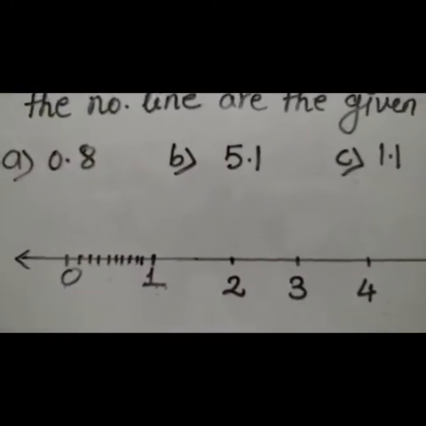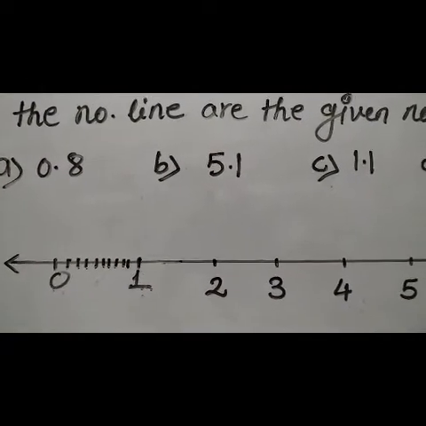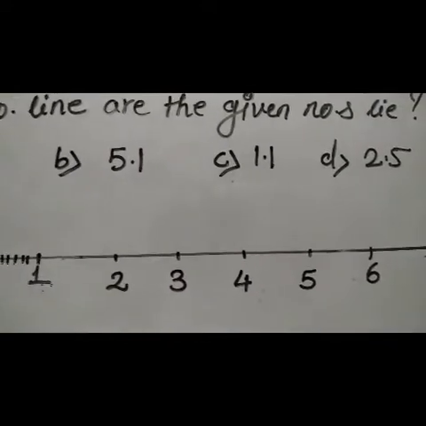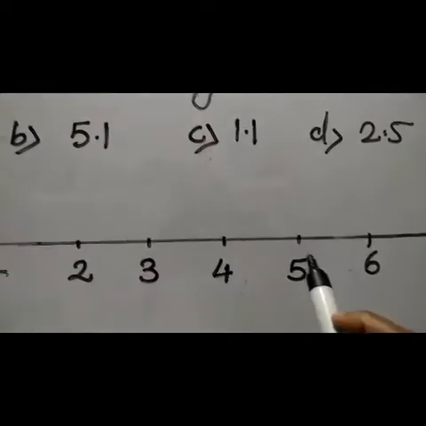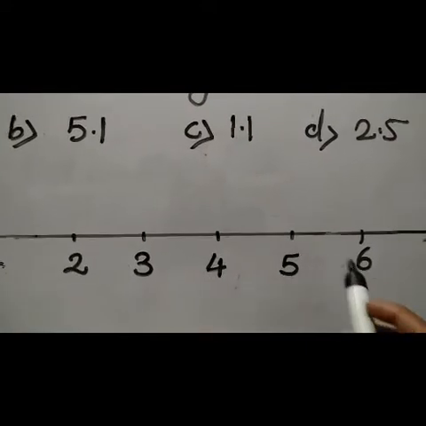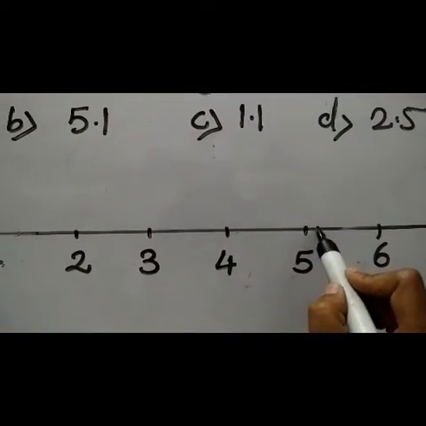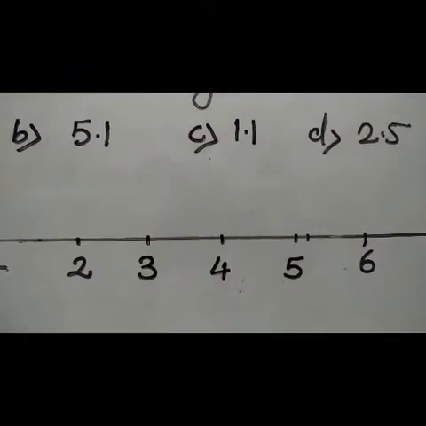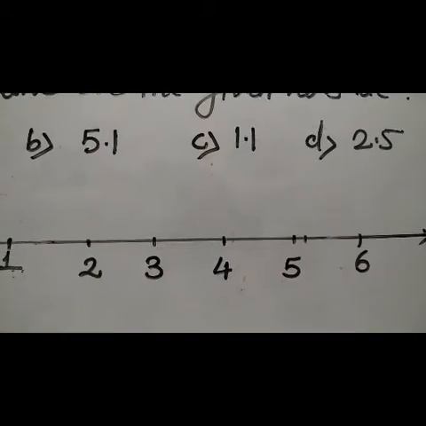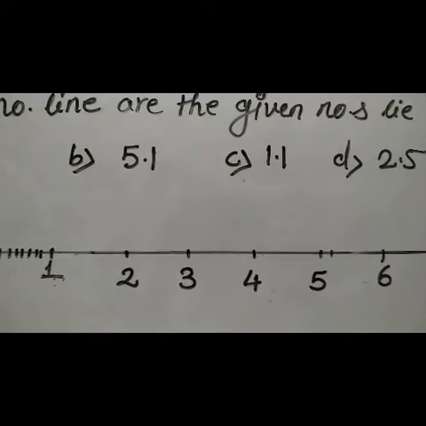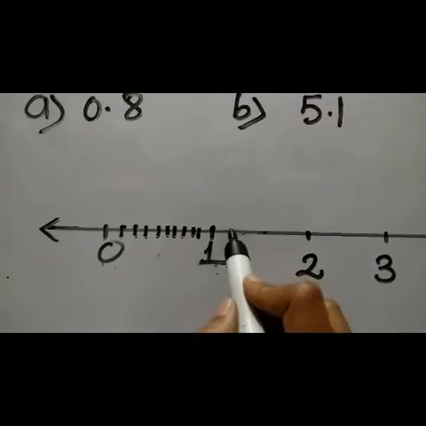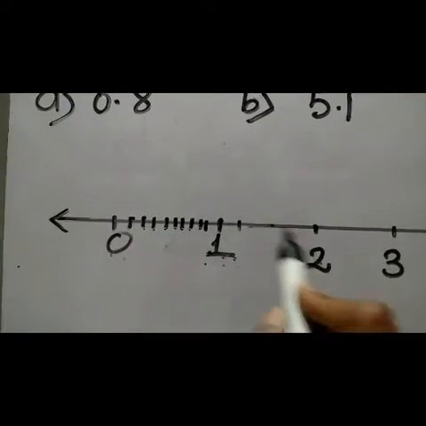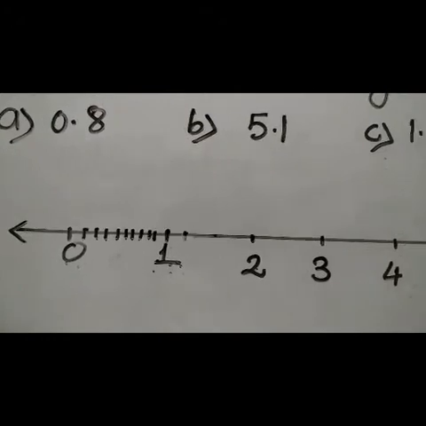Now the second decimal number is 5.1. Let us find out 5.1 lies between which two whole numbers. Come to this side. Here are the two whole numbers 5 and 6 and 5.1 comes here after 5. So it means 5.1 lies between which two whole numbers? 5 and 6, and it is very close to 5 rather than 6. The next decimal number is 1.1. 1.1 will lie between 1 and 2. Here the 1.1 will come, right? And 1.1 is very close to 1 than 2.